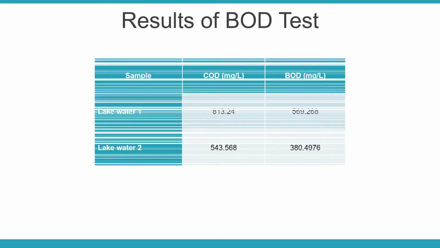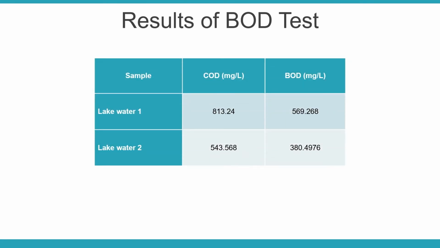Hence, we can make a prediction for the BOD value for each sample based on their COD values by using the ratio of 0.7. So we calculate that the BOD value for lead water 1, which is the lembaran lead, is 569.26 mg per liter, whereas the BOD value for lead water 2, which is redex lead, is 380.4976 mg per liter. From these results, we can see that lembaran lead has a higher BOD value than redex lead.